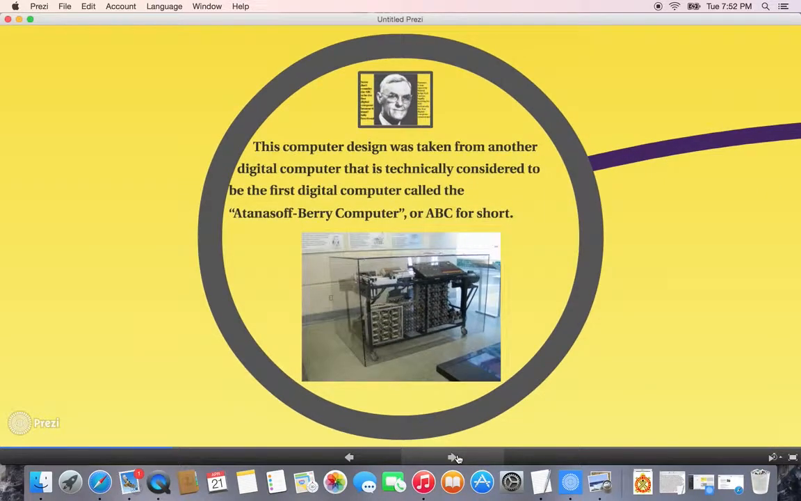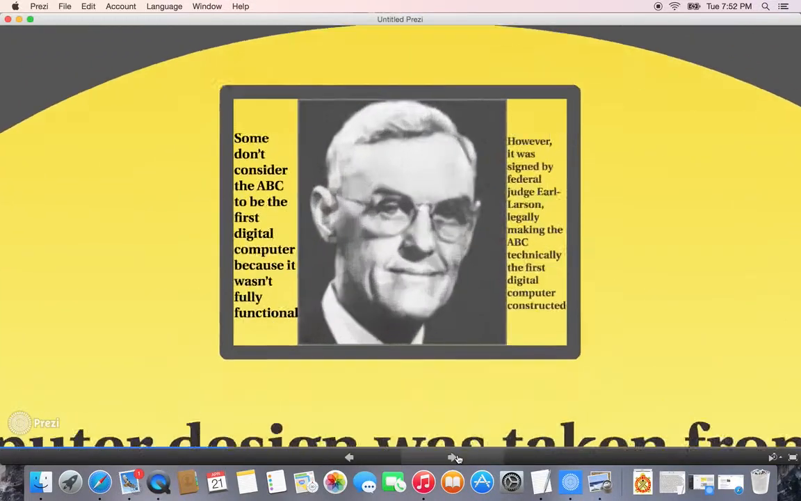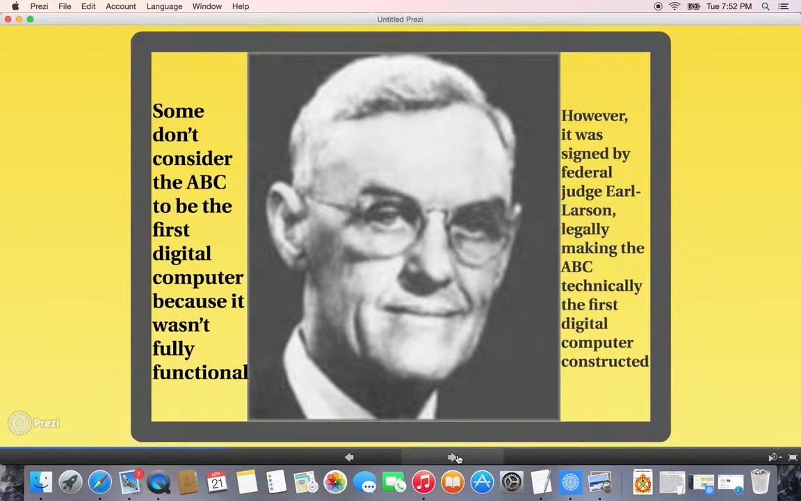This computer design was taken from another digital computer that is technically considered to be the first digital computer. It was called the Atanasoff-Berry computer, or the ABC for short. Now, some people didn't really consider the Atanasoff-Berry to be the first computer because it wasn't fully functional. But a judge named Earl R. Larson legally signed the document making it the first computer ever constructed.